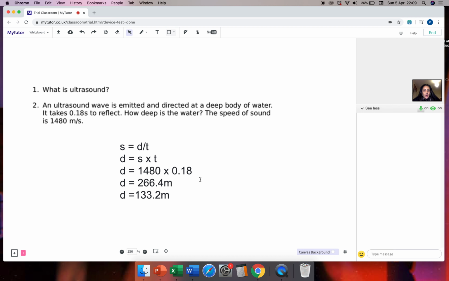Ultrasound waves are not only used in finding the depth of bodies of water, they're also used in medical diagnosis and baby scanning. And you could get a mathematical calculation for any of those scenarios. So it's important that you know that we need to use the speed equals distance divided by time equation to help us, as well as remembering to halve the final distance.